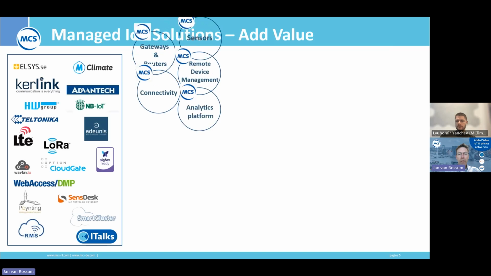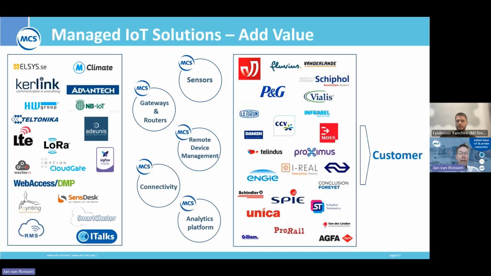And if you look at what a managed IoT solution consists of, that's those elements right in the middle of this slide. You start with sensors. These sensors collect the data, and this data is then forwarded to gateways. That's the other circle in the middle of the presentation. All this data is gathered by gateways and routers and pushed over a certain network, that's the connectivity circle, to a data analytics platform. Those elements form the total solution of an IoT solution.